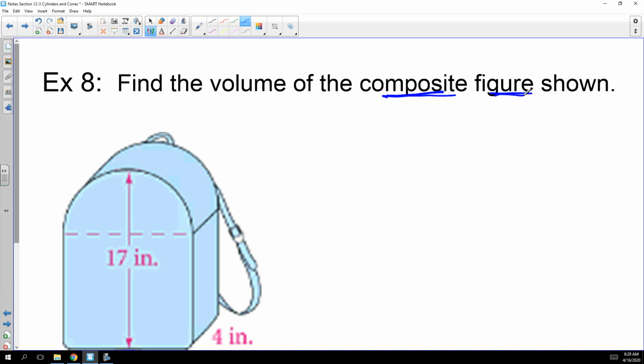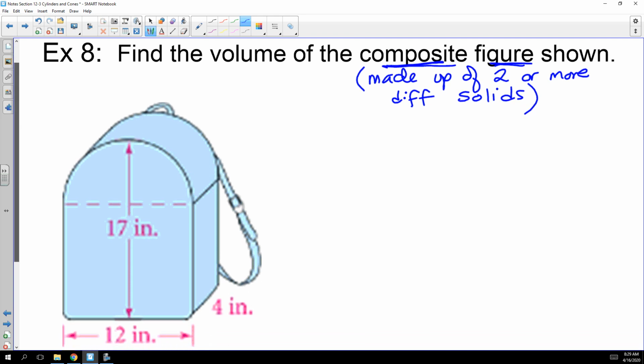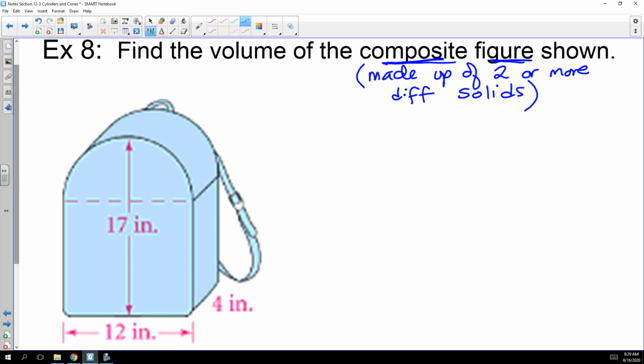And this composite figure is made up of 2 or more different solids. Okay, we're going to talk about it as 2 or more different solids in this case, just because that's what we've been talking about all along, is solids. So let's think about what we've got here. In this diagram, it looks to me like a backpack or a lunch pail or, you know, a kind of strange looking purse a little bit.